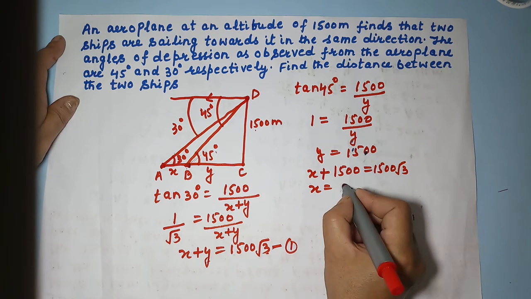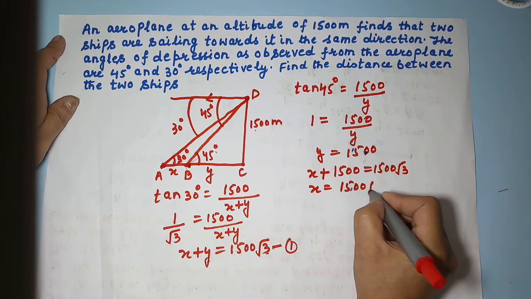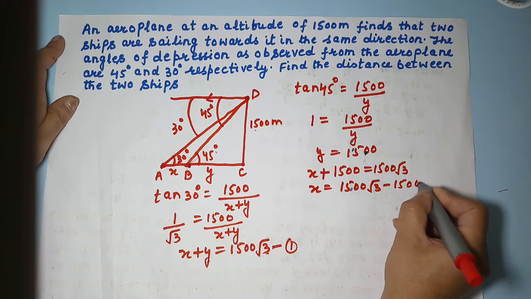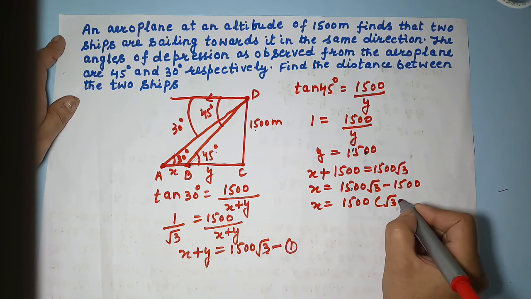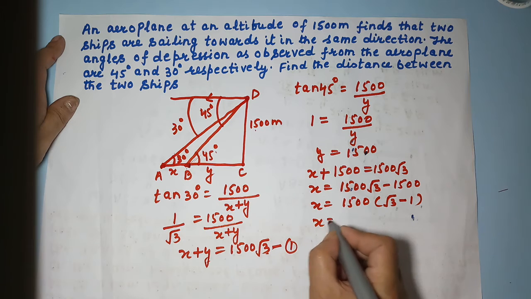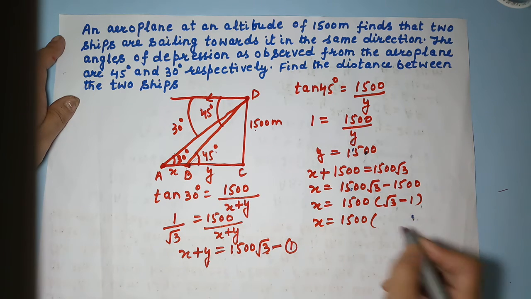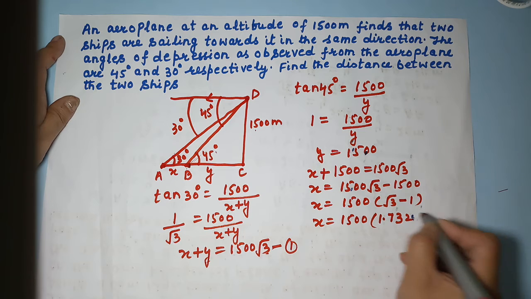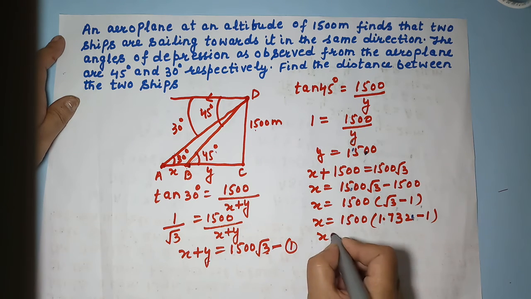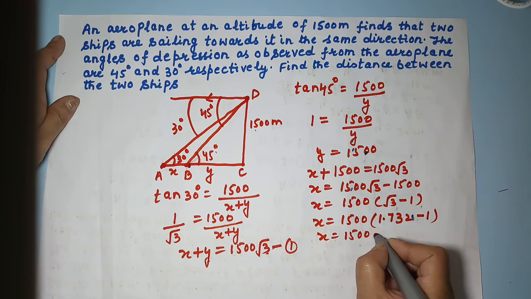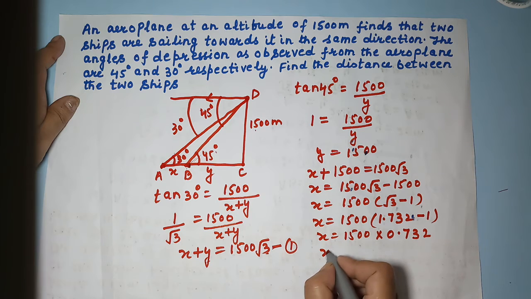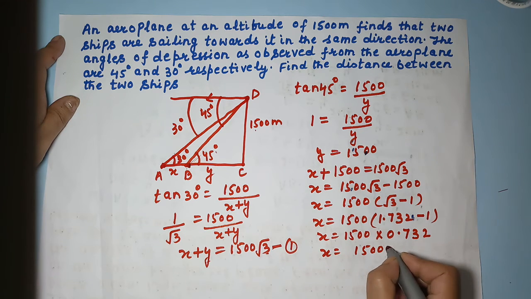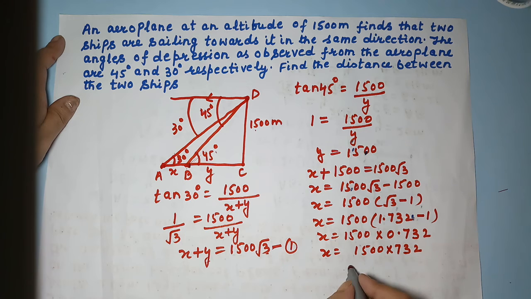So if I shift this 1500 to this side, it will be minus 1500, and then if I take 1500 common, I am left with root 3 minus 1. Now my x will be 1500 into 1.732 minus 1. So that gives me 1500 into 0.732, right? So x is equal to 1500 into 732 divided by 1000.